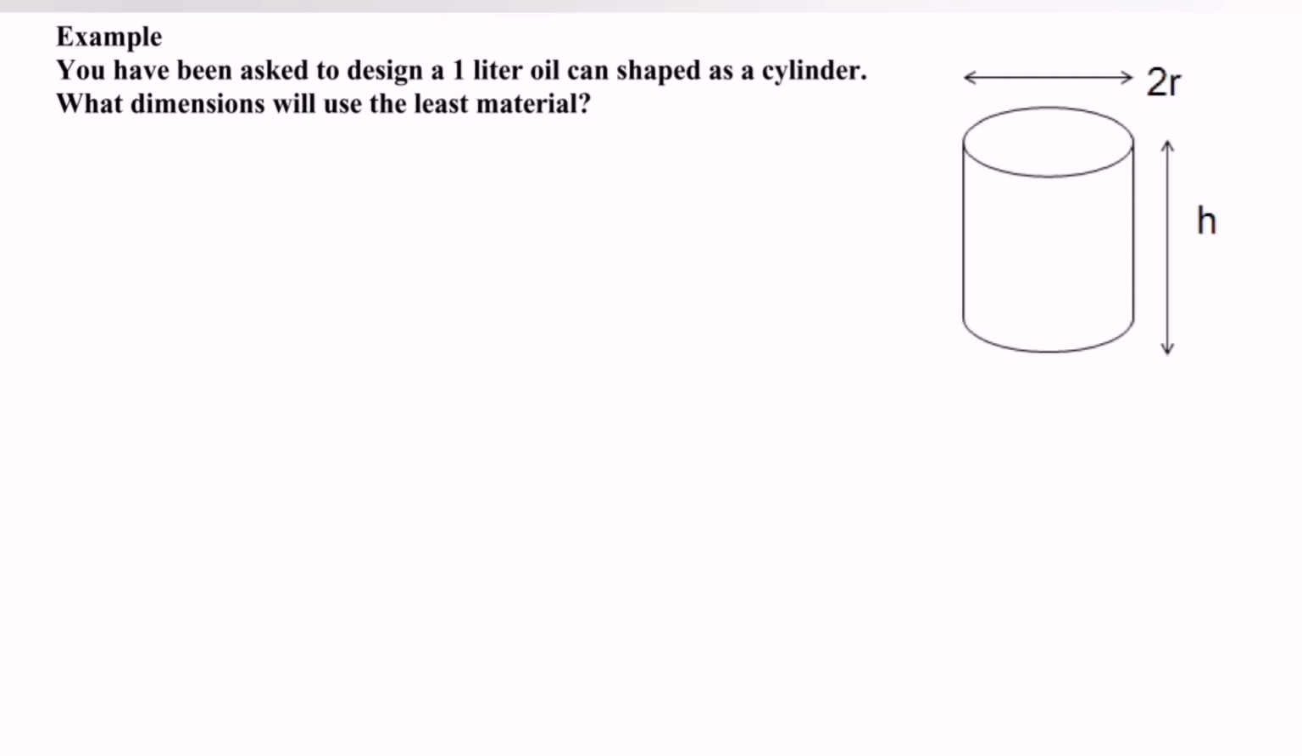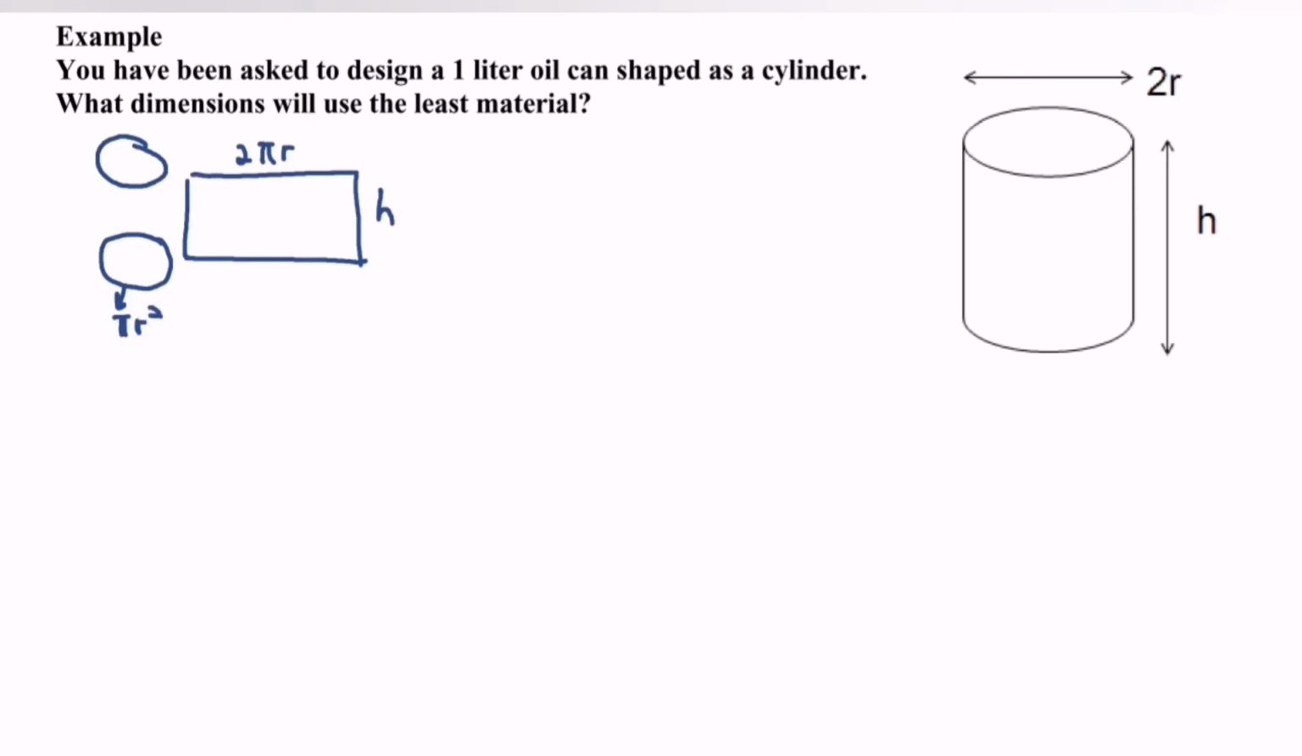So from the information, identify the variable to be maximized or minimized. In here, the area is the variable. So let's open up the situation. We have 2 circles and open up the body of the cylinder. So in here we have 2 pi r multiplied with h. The area for the circle will be pi r squared. We have 2 circles, so the area will be equal to 2 pi r multiplied with h, which is the area of the body, plus 2 pi r squared, because we have to add on the 2 circles.